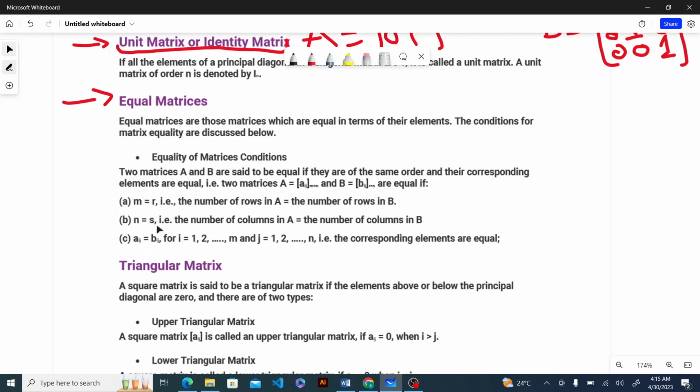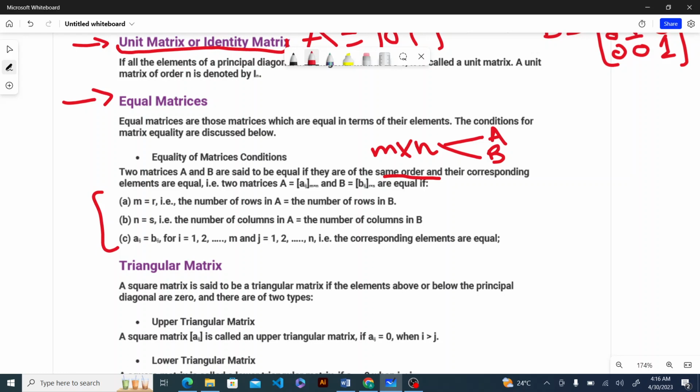So there are three conditions here for equality of matrices. The first condition says, okay, let's read it first. Equality of matrices conditions: two matrices A and B are said to be equal if they are of the same order and their corresponding elements are equal. Same order means m into n is same for both the matrices A and B in our case, because we are taking A and B as equal matrices. Okay, and then their corresponding elements are equal.